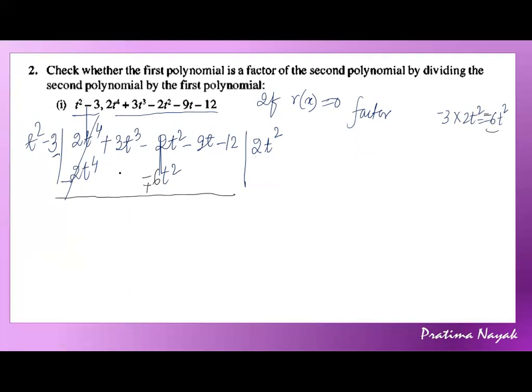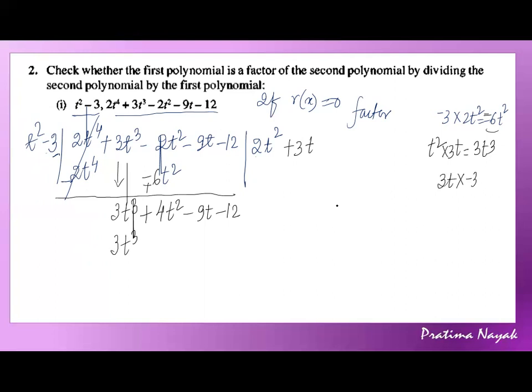So these two are cancelled. 3t cube, it will be brought down. Here it will be plus 4t square minus 9t minus 12. Next I'll come for t square. I need 3t cube, so I need 3t. So next term will be plus 3t. 3t into minus 3, minus 9t. So minus 9t will be written here.